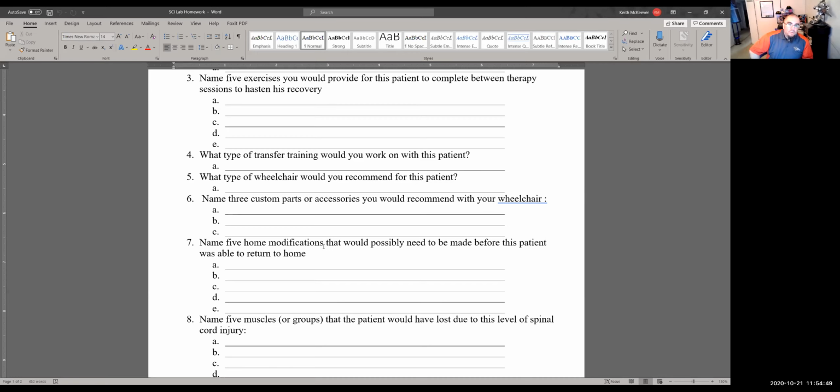What kind of transfers are we going to do with this patient? What do you think?